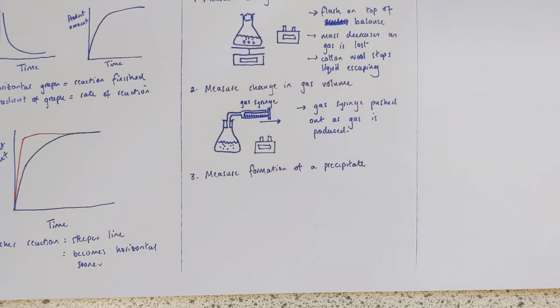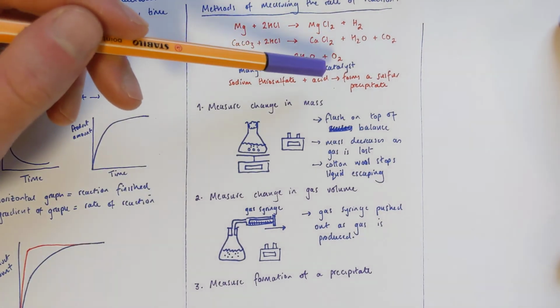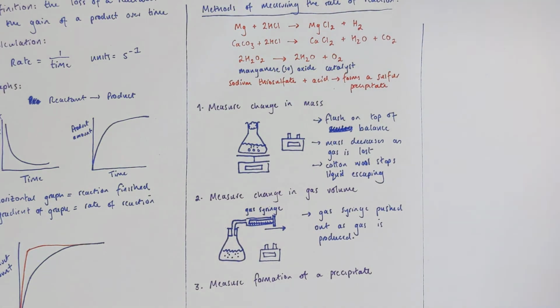Now the final method is a little bit different, it's a bit unusual. It involves measuring the formation of a precipitate. A precipitate is basically a solid that's formed when you mix two liquids together or two solutions together. Where we see this is in the fourth reaction here. So sodium thiosulfate reacts with acid, and we've said that it produces a sulfur precipitate. How that basically looks is it turns cloudy. You're mixing together two colourless solutions, and eventually the flask will completely cloud over because you've made this solid.